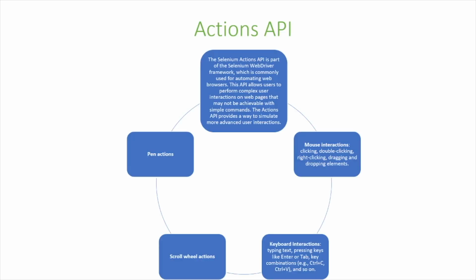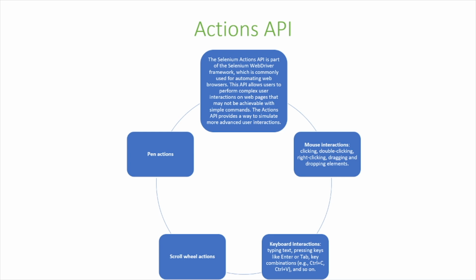In today's video, we're going to talk about the Actions API. Selenium's Action API is part of Selenium's WebDriver framework, which is commonly used for automating web browsers. This API allows users to perform complex user interactions on web pages that may not be achievable with simple commands. The Action API provides a way to simulate more advanced users' interactions.